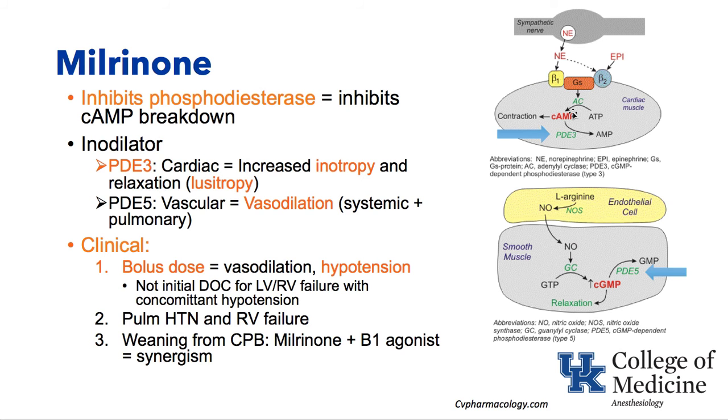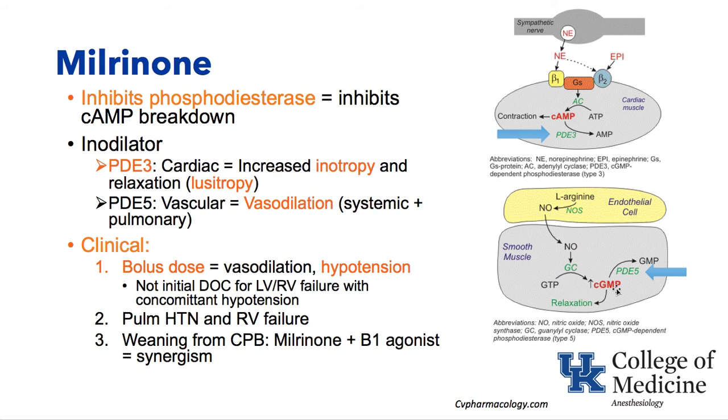Interestingly, it also, via that mechanism, causes increased relaxation. There's energy to cause cardiac muscle relaxation, lusitropy, or diastolic function we often think of. PDE5, if we inhibit that, you can see in the graphic on the bottom, PDE5 inhibition increases cyclic GMP, and in the systemic vasculature and the pulmonary vasculature results in vasodilation.